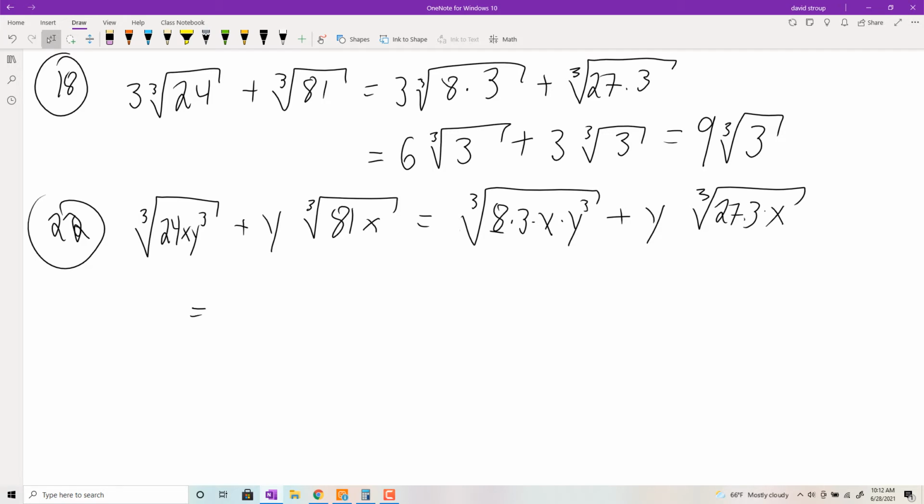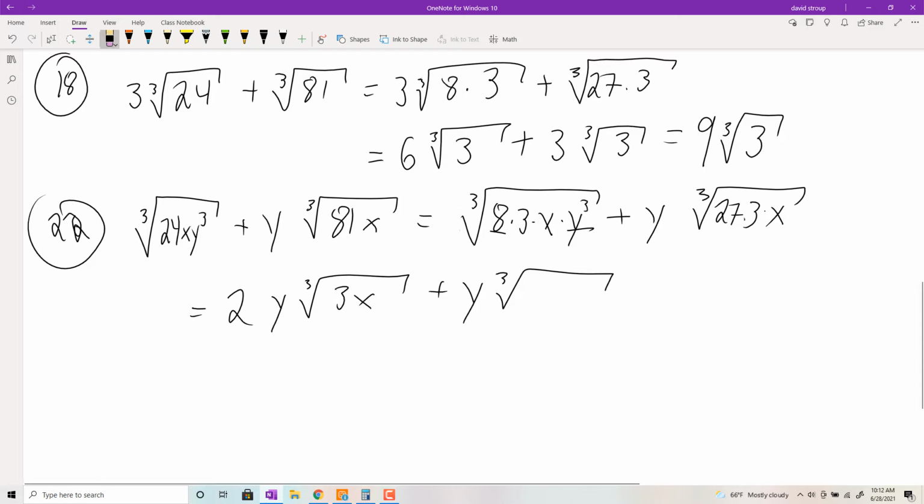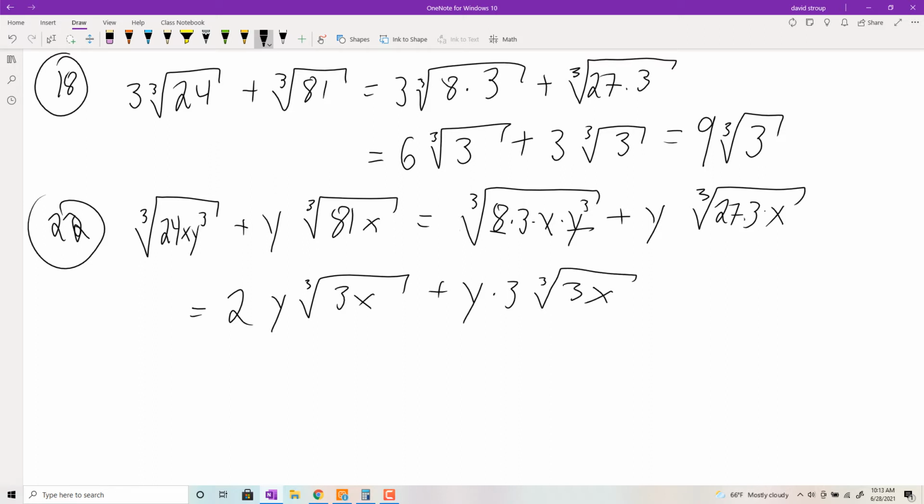So the perfect cubes: cube root of 8 is 2. Cube root of y cubed is just y. So we have 2y cube root of 3x, the leftovers, plus y cube root, whoops, I forgot to march out the stuff. Cube root of 27 is 3, so I can march that out in front. Then we have the leftovers, the 3x. Okay.